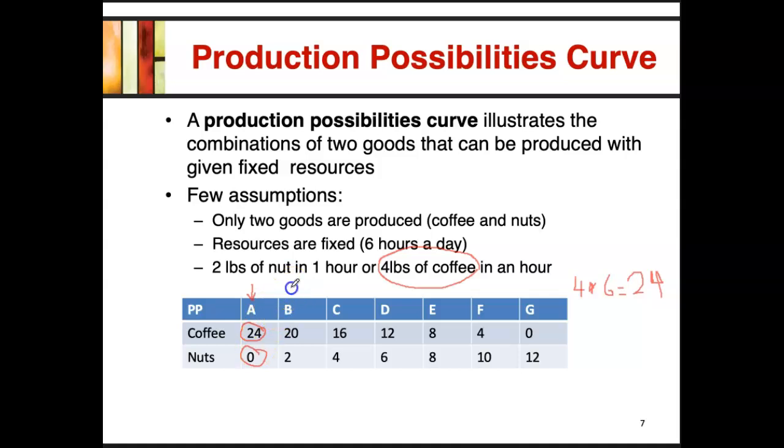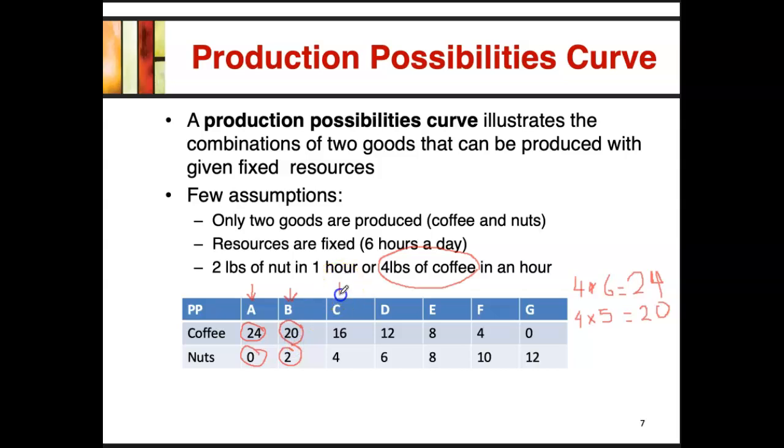Now let's look at scenario B. If Claire decides to use 5 hours to actually pick coffee, remember, she can pick 4 pounds of coffee in an hour. So she decides to use 5 hours, so it's going to be 4 pounds of coffee times 5. So that's going to be 20. And then she has an extra hour because remember, she has 6 hours a day to actually work. So she has an extra hour to pick up nuts. So she'll produce 20 pounds of coffee, and remember, she can produce 2 pounds of nuts in an hour, so she'll produce 2 pounds of nuts.